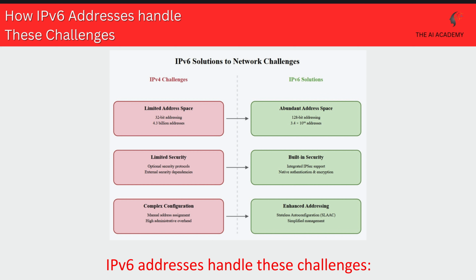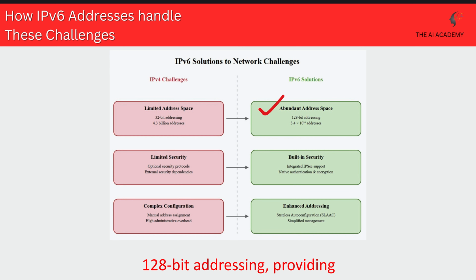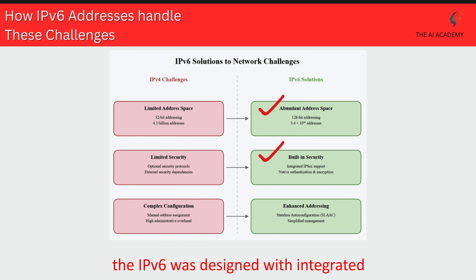Let's understand how IPv6 addresses handle these challenges. First is the abundant address space. IPv6 uses 128-bit addressing, providing approximately 3.4 times 10 to the power of 38 unique addresses. This ensures enough addresses for the foreseeable future and eliminates the need for NAT, enabling end-to-end connectivity. Built-in security: IPv6 was designed with integrated IPsec support, offering optional encryption and authentication for network traffic. This standardization simplifies secure communications across devices.